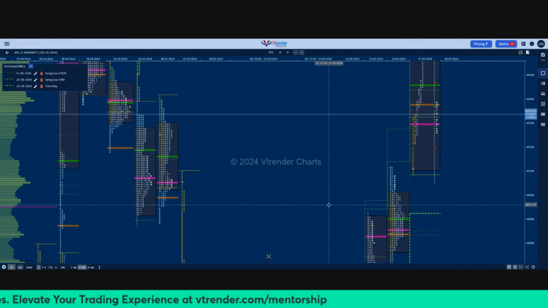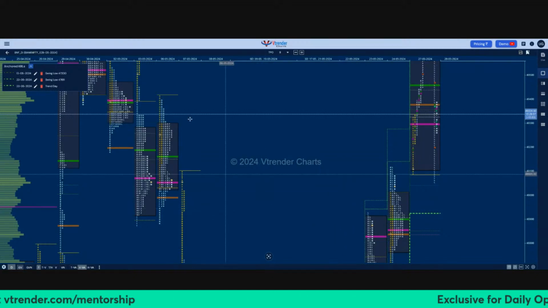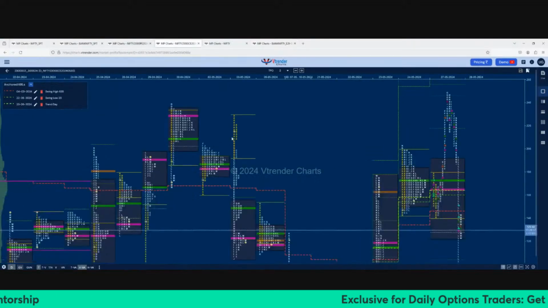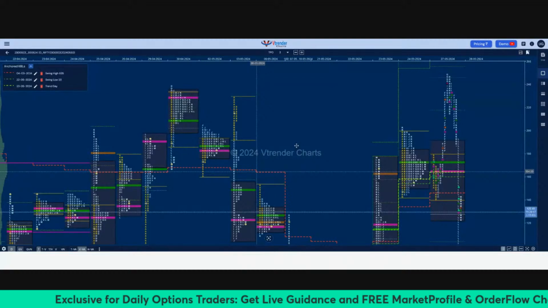So coming to the last part, the option chart. Yeah, for trades. So this is exactly what I was talking about.